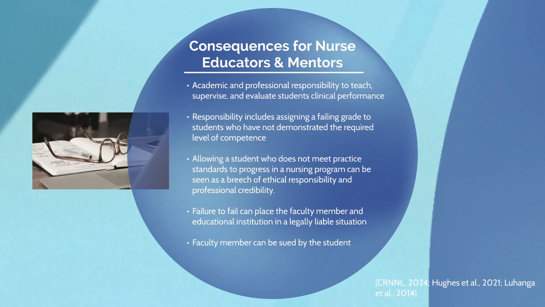Consequences for nurse educators and mentors. Nurse mentors, faculty advisors, and university faculty members have an academic and professional responsibility to teach, supervise, and evaluate students' clinical performance and to ensure that the graduates of their program are competent to practice. Part of this responsibility includes assigning a failing grade to students who have not demonstrated the required level of competence.